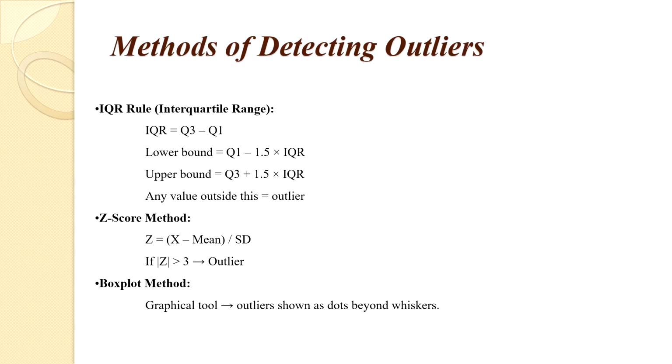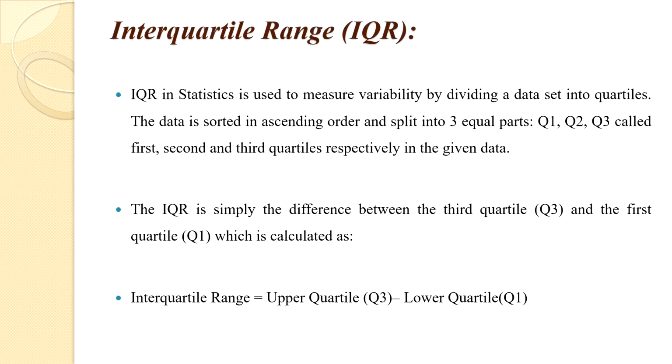The Z-score method is similar. We use z is equal to x minus mean divided by standard deviation. If the value is greater than 3, then we say the data point is an outlier, because the value is mismatching. The next method is the box plot method. Here we use a graphical tool to show all the outlier values with the help of a dot method. Okay, first we will see the first detecting method, IQR, that is interquartile range.